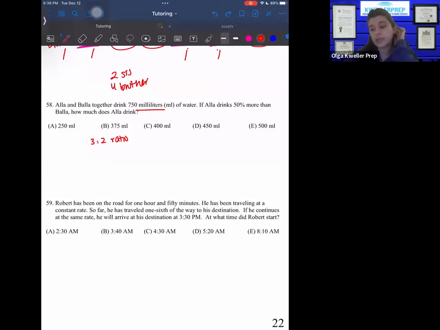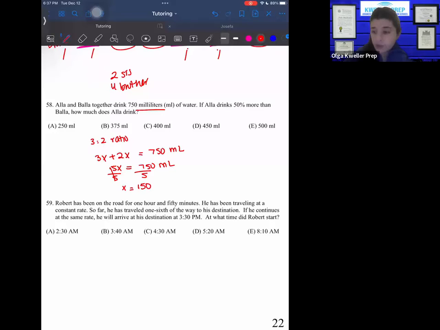So basically you can say, well, 3x plus 2x is going to give me 750 ml. So that means 5x is going to give me 750 ml. And then you can divide both sides by 5. So what's an easy way to do this? I would think about 75 divided by 5, which is 15. So this ends up being 150.